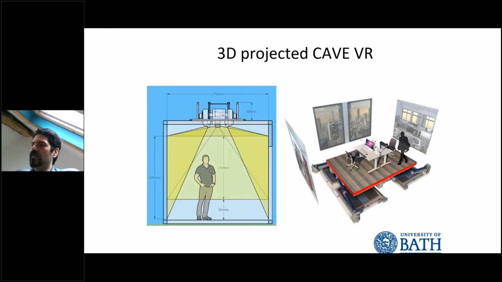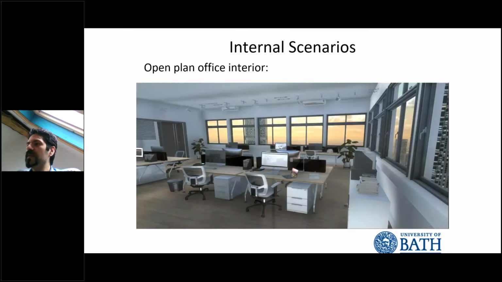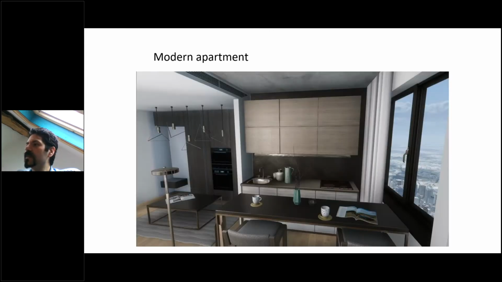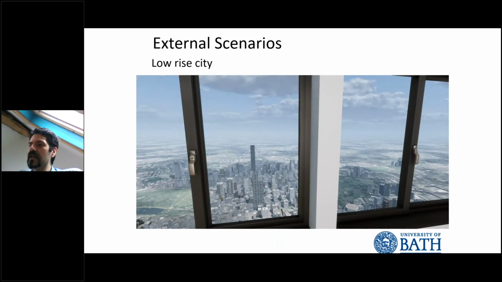To get a sense of the surroundings and give the context, we use a cave type virtual reality system where 3D images are projected onto the walls of the physical room, and with the aid of special glasses we can perceive depth, and the tracking provides the perspective to the user. This allows us to represent larger internal spaces, such as this open plan office to represent a workspace, or this apartment to represent a living space.